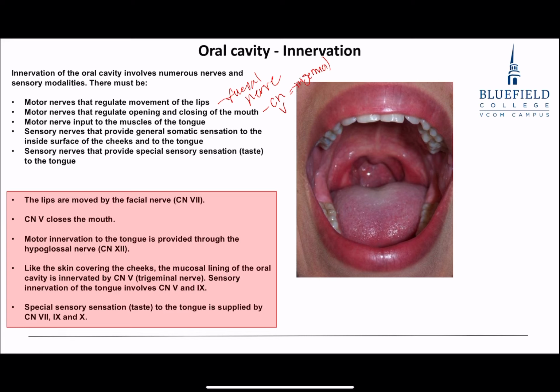Sometimes I think of 5 as V1, V2, V3, Roman numeral 5. So which one of those would be closing? Yeah, very good. The mandibular division, or V3. So it's the only one that has motor. So when we have our mouth open, we want to close it. That's going to be the job of those muscles we just went over, the masseter, the temporalis, the medial pterygoid, but they are innervated by the mandibular division of the trigeminal nerve.